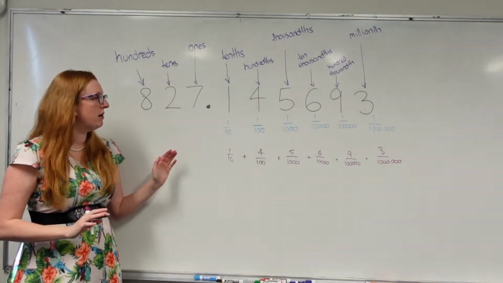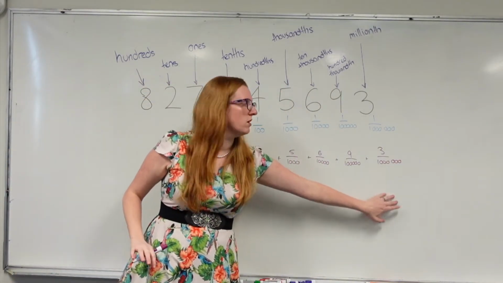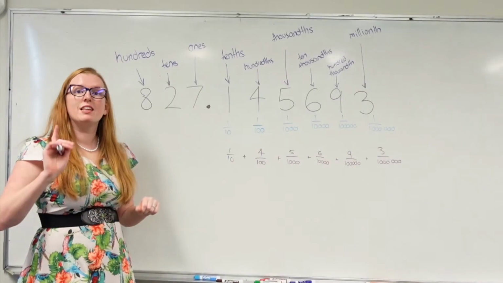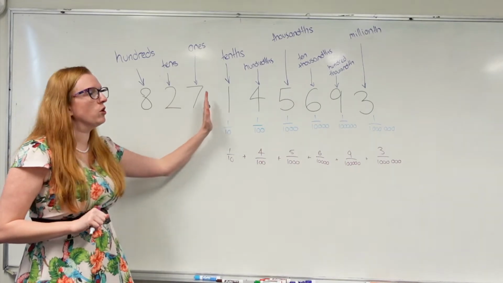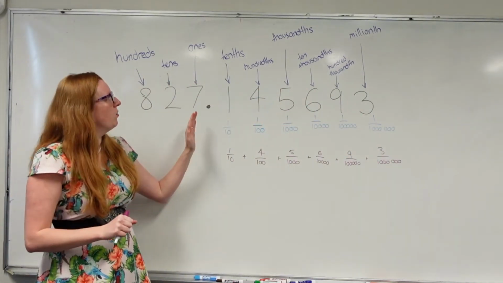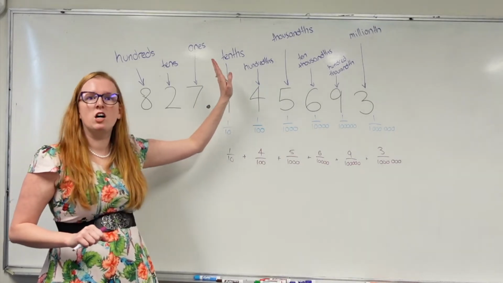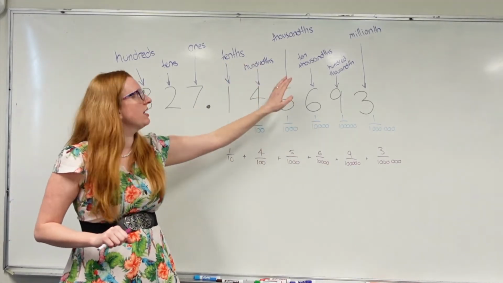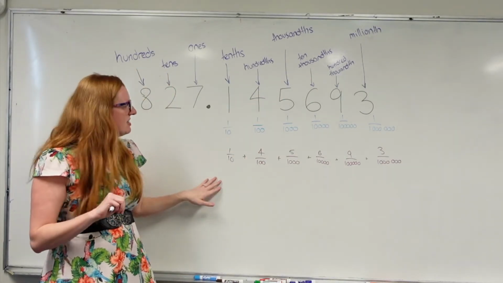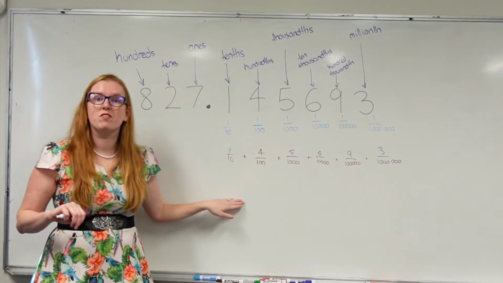So you can see the parts are getting really, really small the further away from the decimal point that we go. So the key things to know from this is that the further away from the decimal point that you get, the smaller the numbers get. We call these tenths, hundredths, thousandths. They end in ths, basically. And this is what they would look like if they were written as fractions.